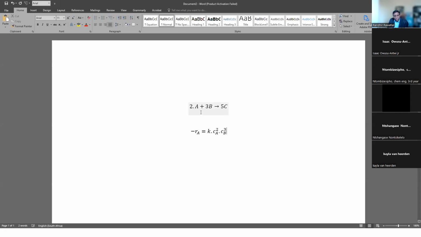Now, this reaction is not reversible. So the reaction rate will only depend on these species, right? If it is reversible, then we also have to include the influence of the reverse reaction. So let's make this reversible.